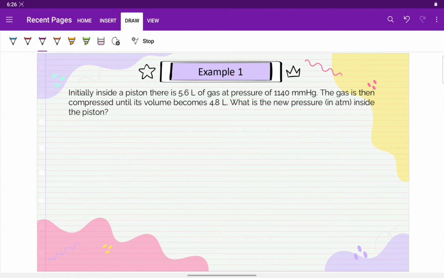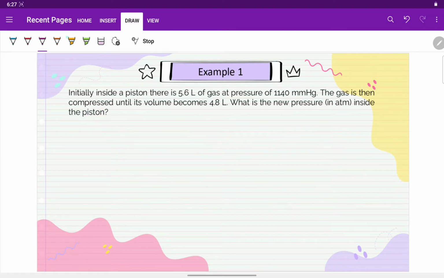Okay, so now let's look at question number 1. Initially inside a piston, there is 5.6 liter of gas at pressure of 140 mm mercury. Okay, Hg dekat sini adalah mercury ya. The gas is then compressed until its volume becomes 4.8 liter. So what is the new pressure in ATM inside the piston?